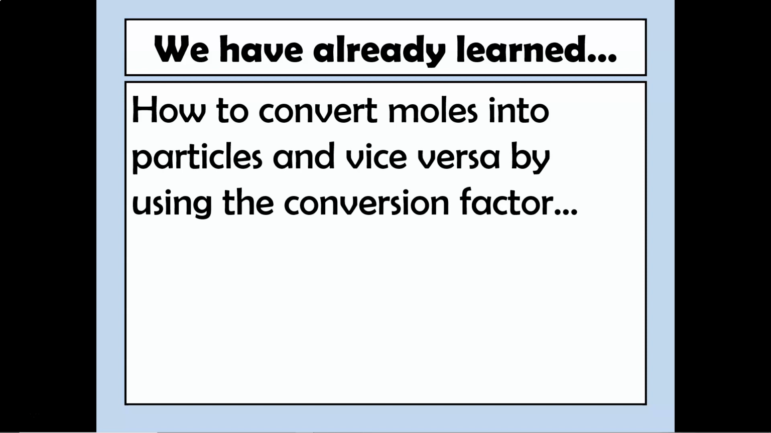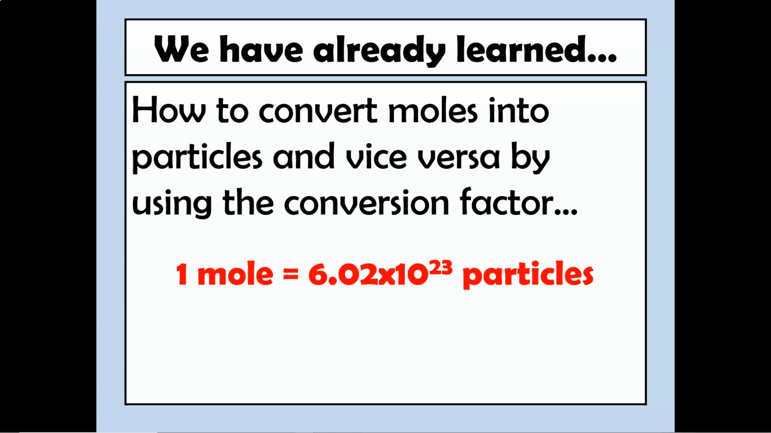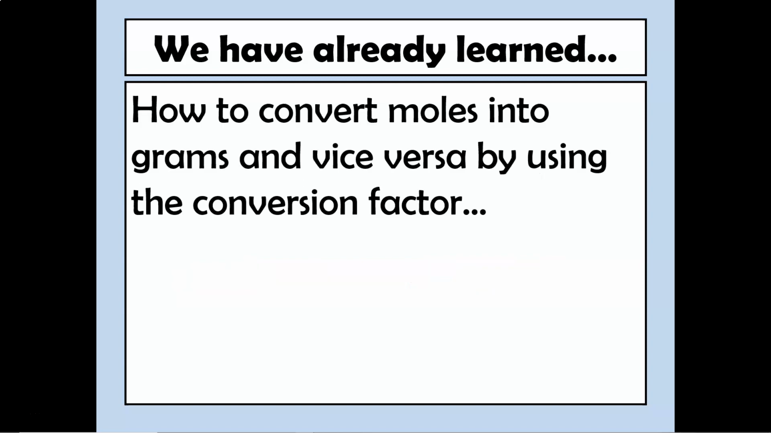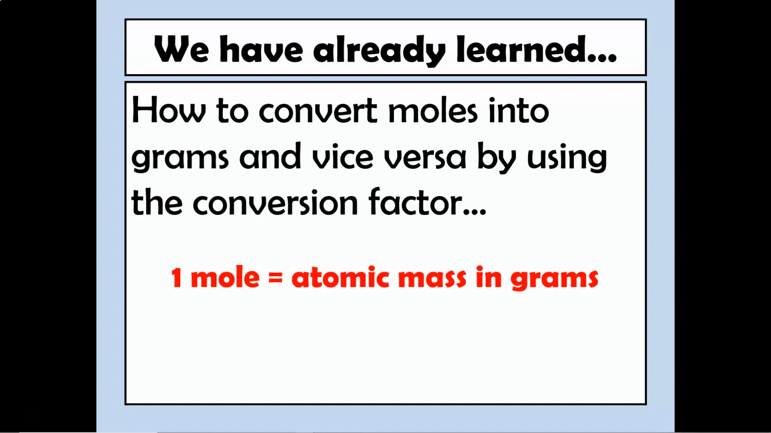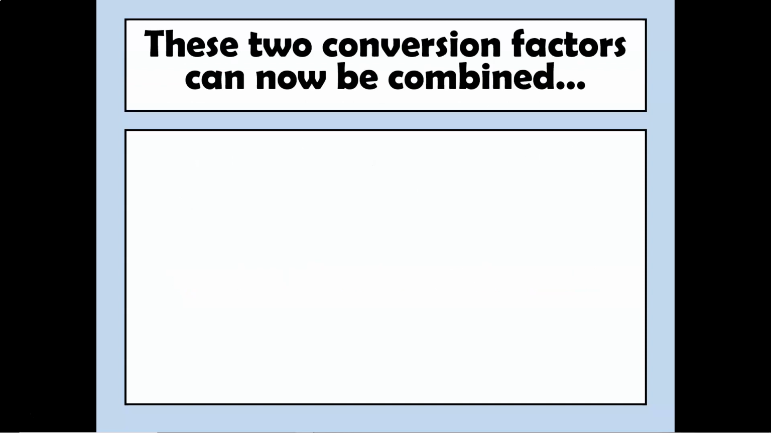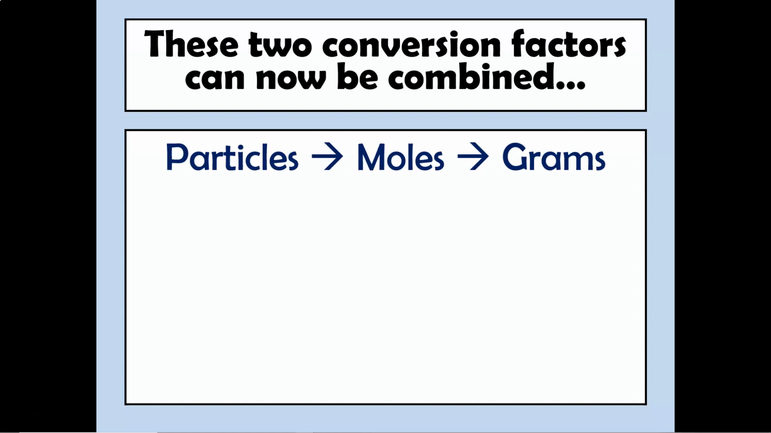We have already learned how to convert moles into particles and vice versa by using the conversion factor 1 mole of any substance equals 6.02 times 10 to the 23rd particles. We have also already learned how to convert moles into grams and vice versa using the conversion factor 1 mole of a substance equals the atomic mass in grams. These two conversion factors can now be combined.